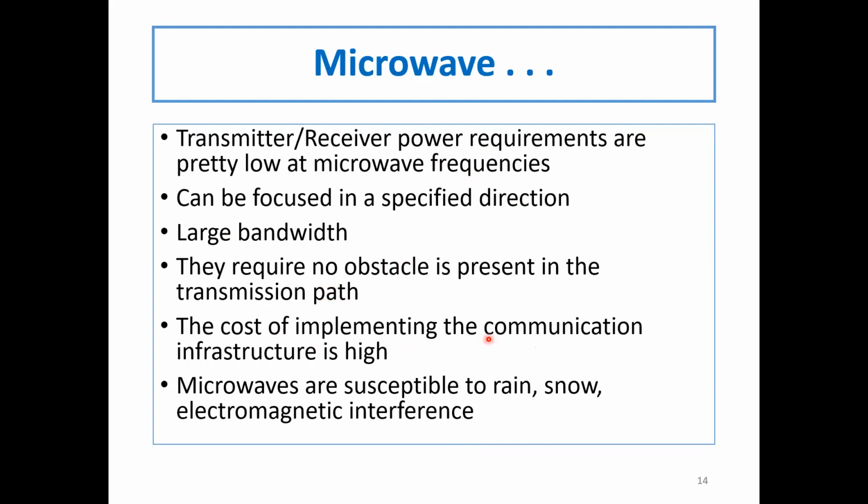The cost of implementing the communication infrastructure is high. And microwaves are susceptible to rain, snow, and electromagnetic interference. So if you have rain, snowfall, or another electromagnetic source, it will interfere with the microwave.